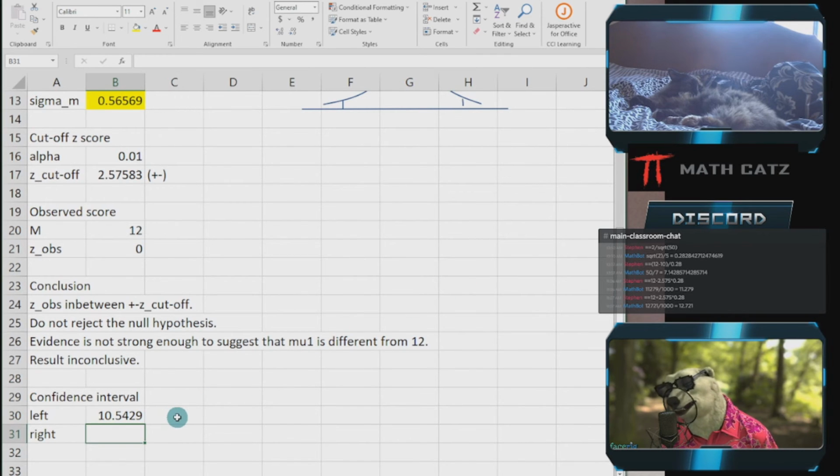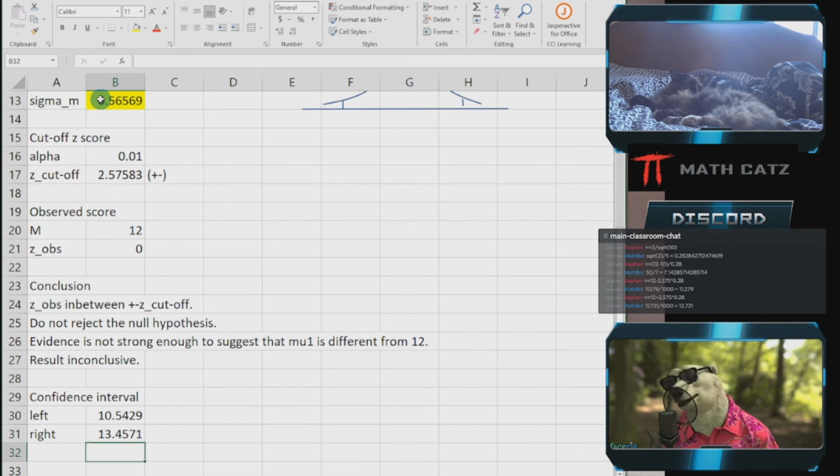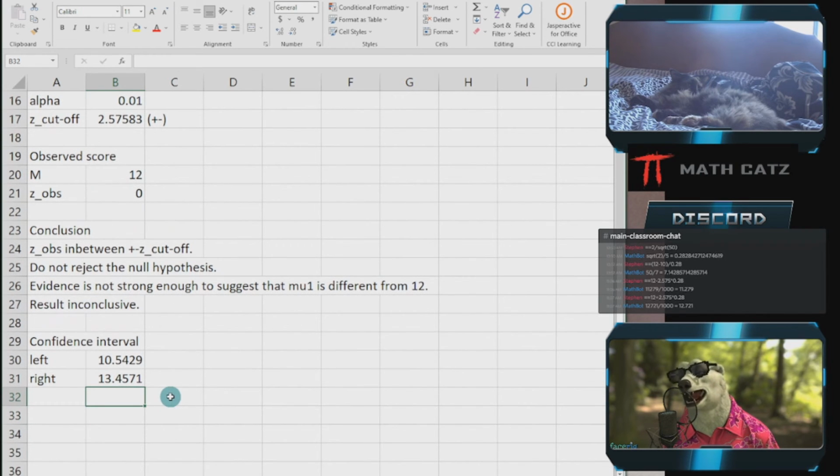For the right side of the interval, I'll do it manually. We'll take the mean and we'll add this many standard deviation steps from the mean. So that will be our interval, where we are 99% confident that the true population mean is in that interval.